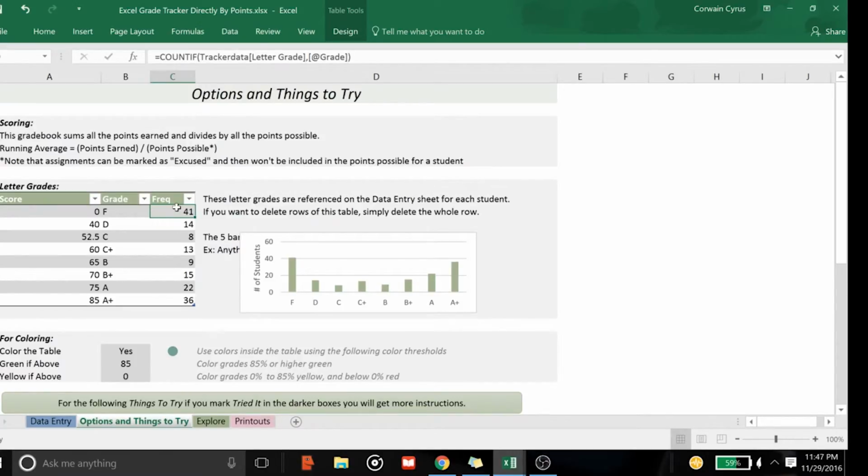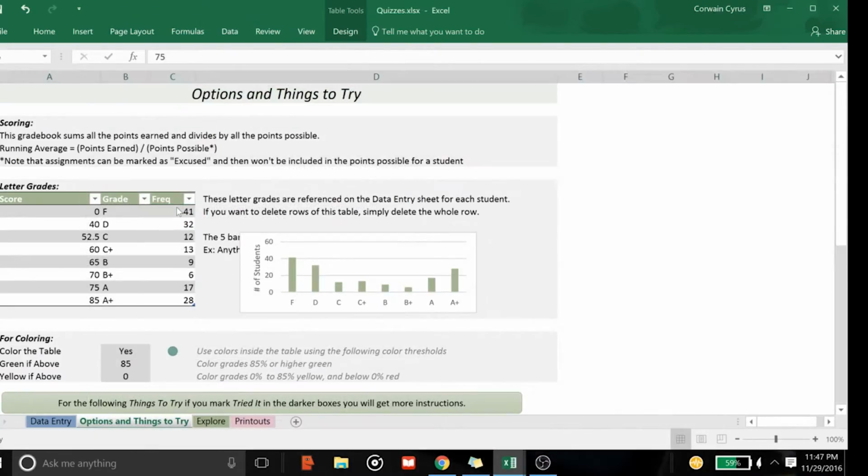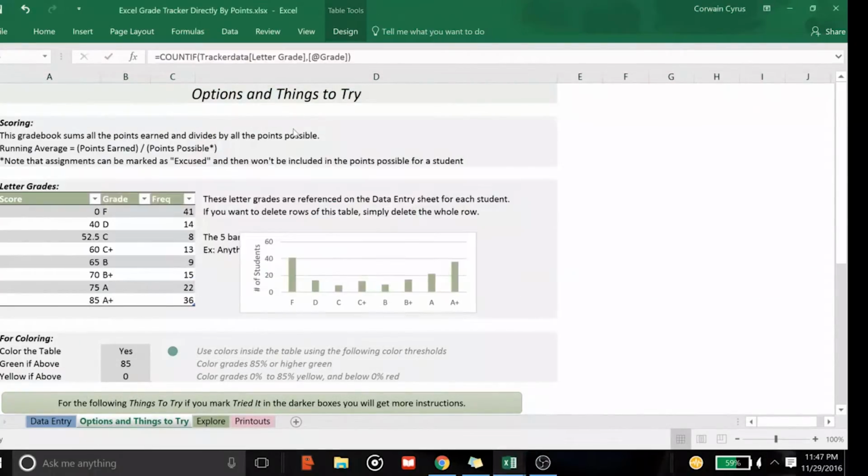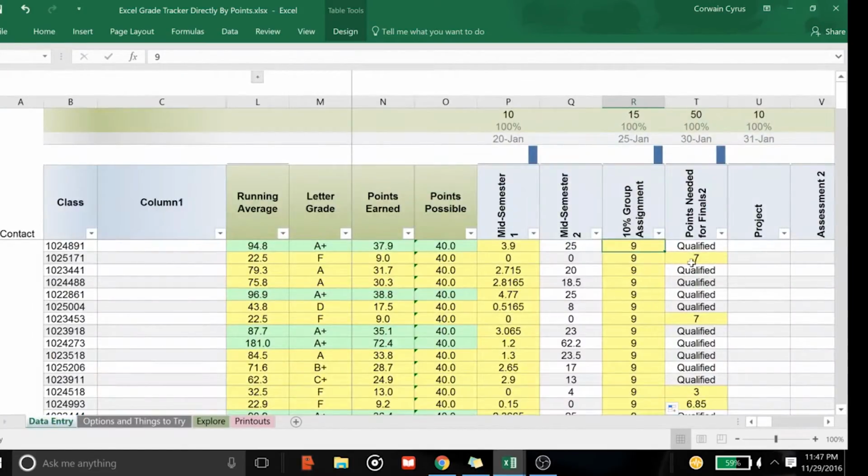All right. So if you would have failed, if you'd have still failed this test, now when I say failed, I mean even with a 9, you still failed, under these circumstances, with 25% mid semester two, 5% mid semester one, and 9% group assignment.